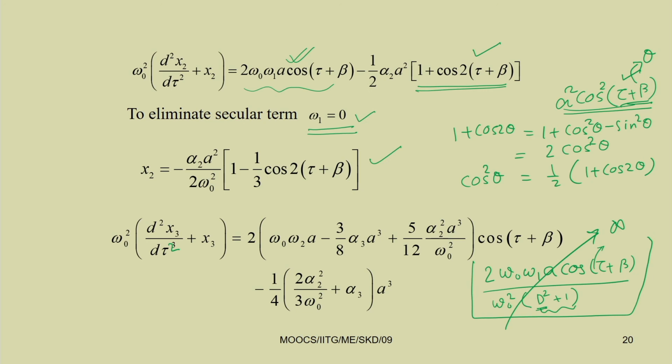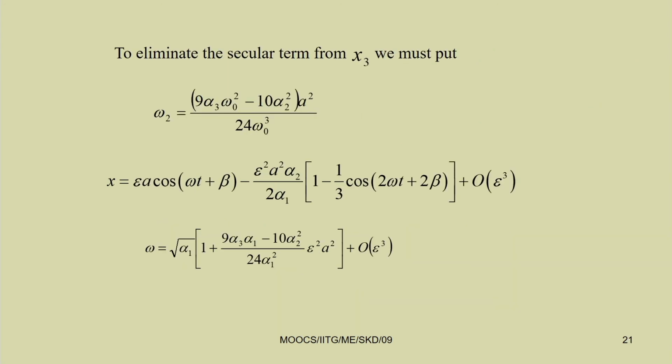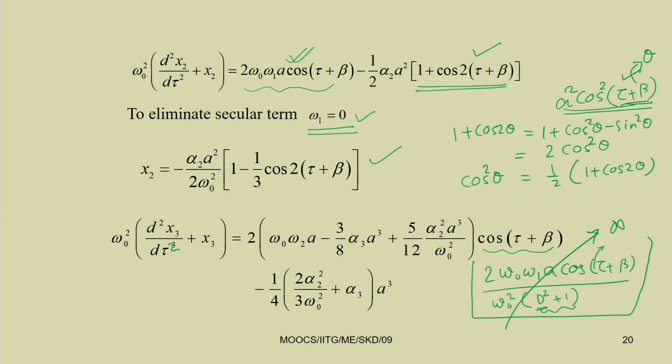the first term, which is the coefficient of cos tau plus beta, and then minus 1 by 4 2 alpha 2 square 3 omega 0 square alpha 3 into a cube. So, here you just note, like in the previous case, this term also leads to the secular term as the coefficient of tau equal to 1 here. So, doing this particular integral, you can divide this by d 0 square plus 1, and here the d 0 you have to substitute by minus 1. So, that leads to a secular term.